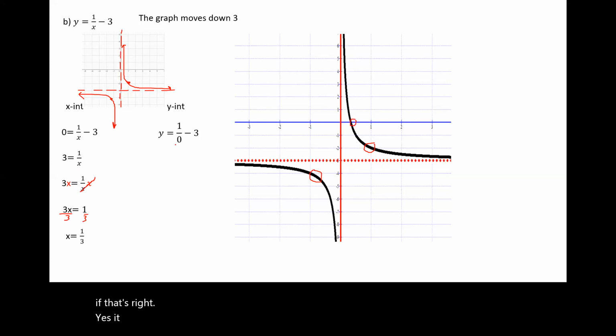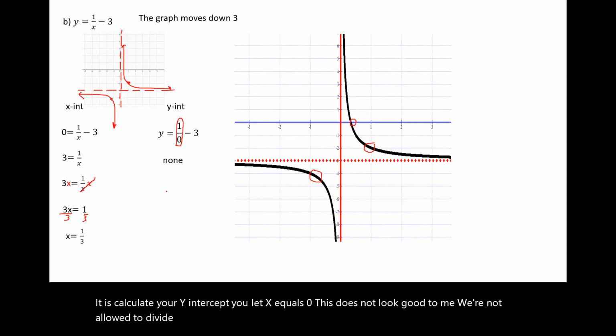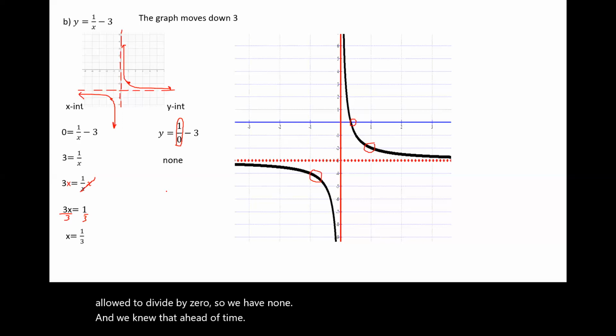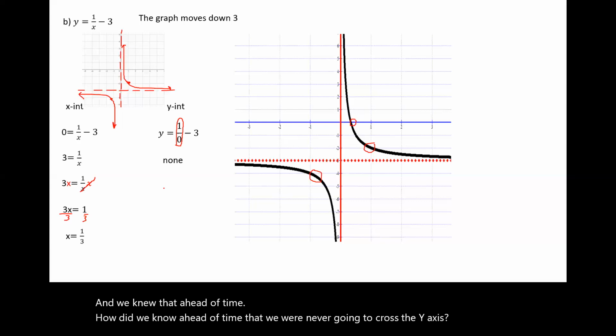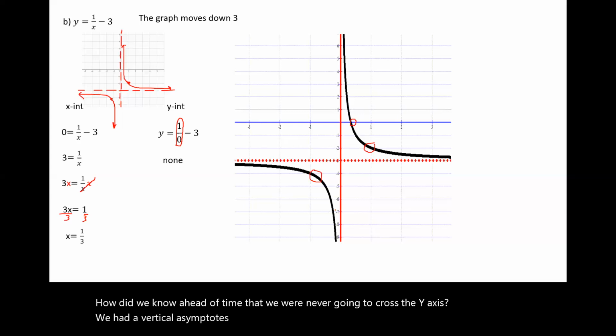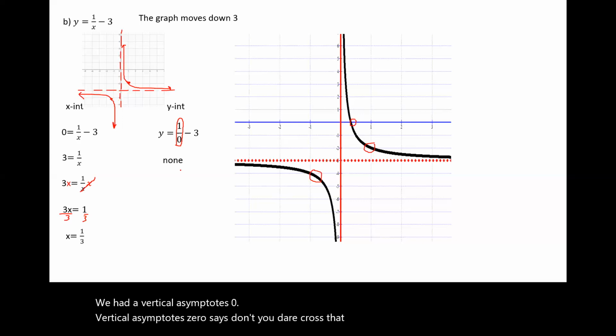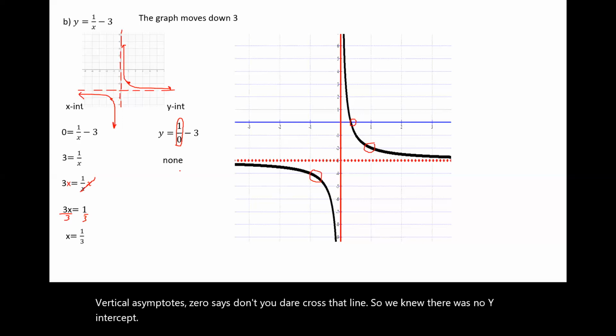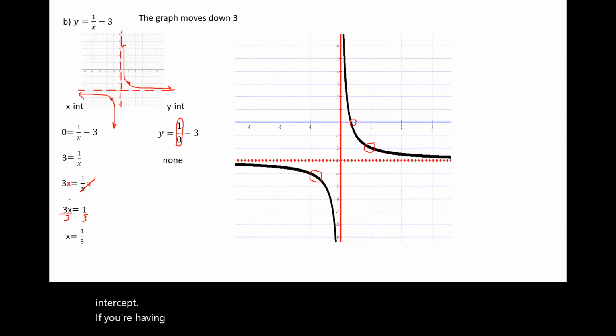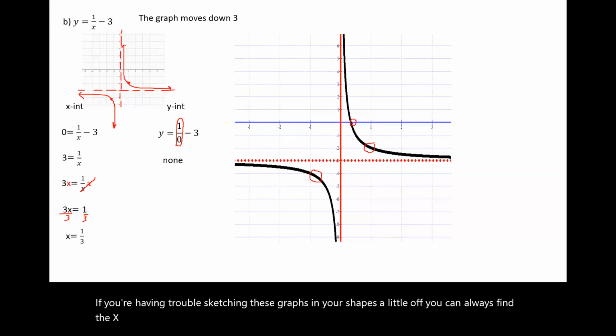Calculate your y-intercept. You let x equal 0. This does not look good to me. We're not allowed to divide by 0, so we have none. And we knew that ahead of time. How did we know ahead of time that we were never going to cross the y-axis? We had a vertical asymptote at 0. A vertical asymptote at 0 says don't you dare cross that line. So we knew there was no y-intercept. Now, if you're having trouble sketching these graphs and your shape's a little off, you can always find the x-intercept and y-intercept ahead of time, and that would give you another point when you draw your graph, and perhaps that'll help you draw a better graph.